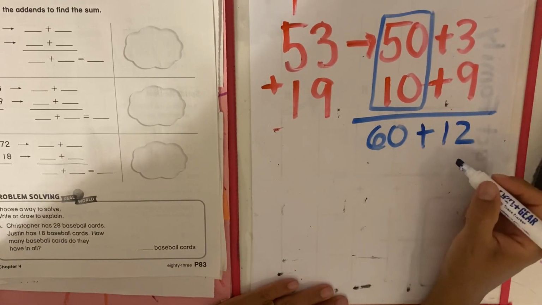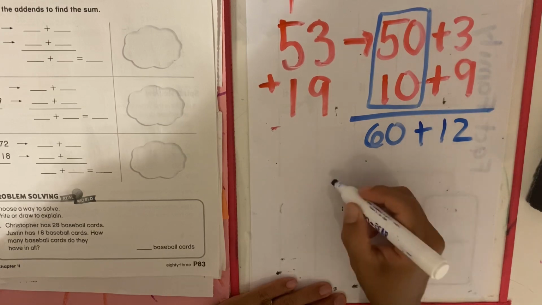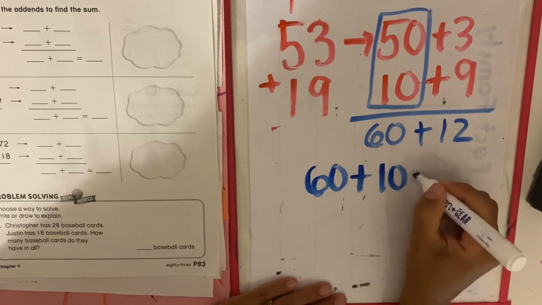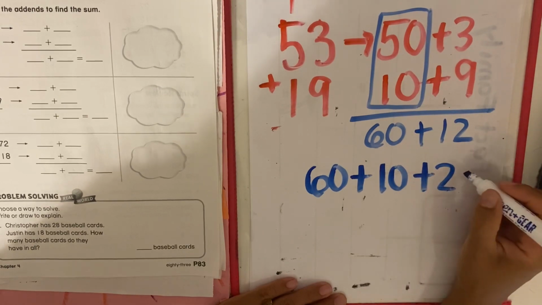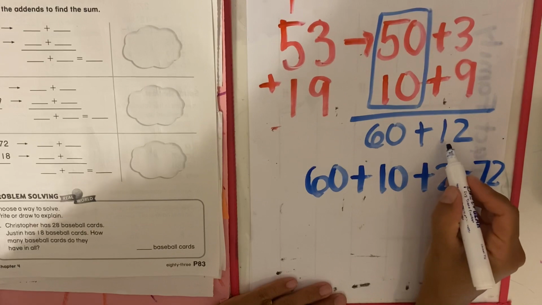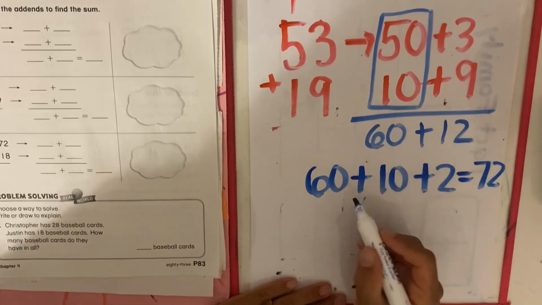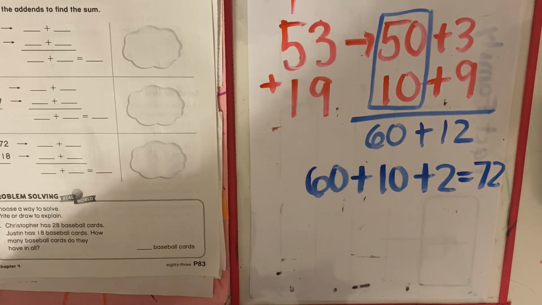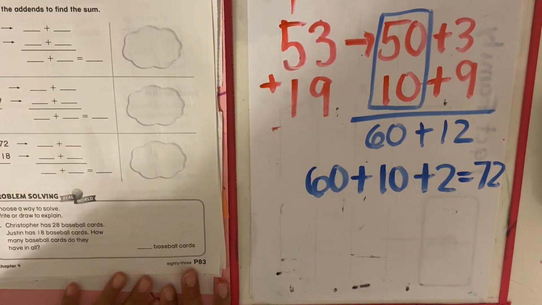Now you can break this even further apart, and you could say 60 plus 10 plus 2 equals 72. So you could break that 12 into 10 plus 2 if it's easier to add that way. But what they need you to do is to break apart these numbers. So, Chloe, are you ready? Mm-hmm. Okay.